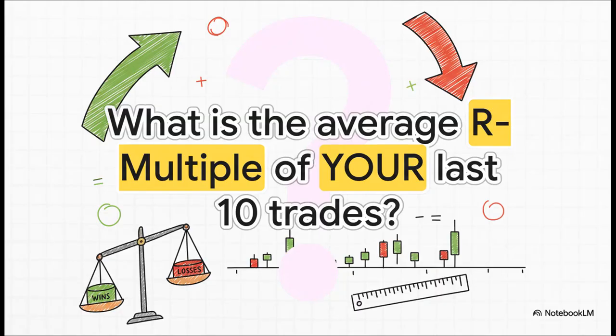So I'm going to leave you with this one question. A direct challenge, really. Don't just think about it, actually do it. Open up your trading journal and calculate it. What is the average R multiple of your last 10 trades? Is it positive or is it negative? That number, whatever it is, tells you the real story. It's the truth about whether you have an edge or not.